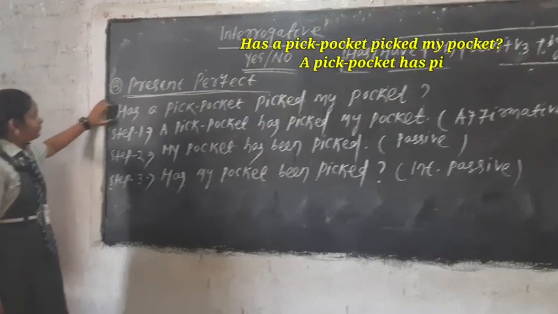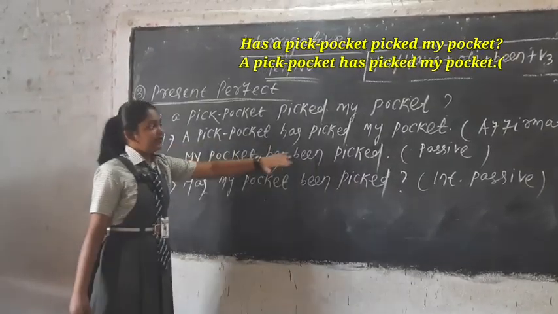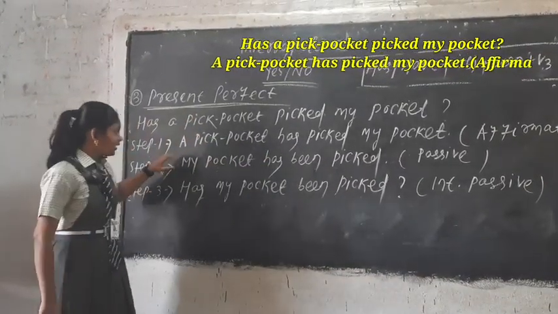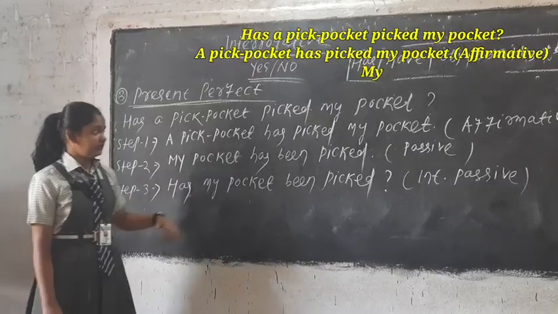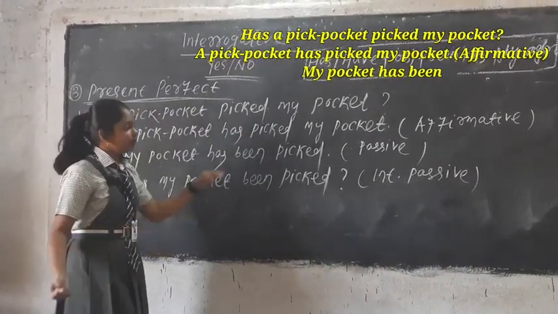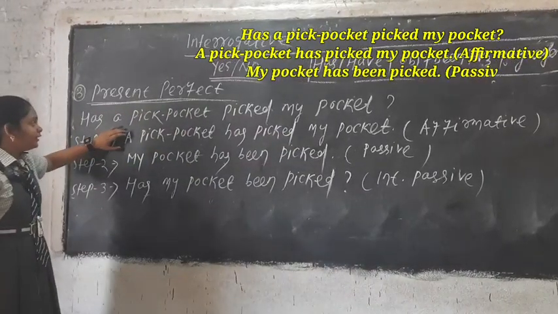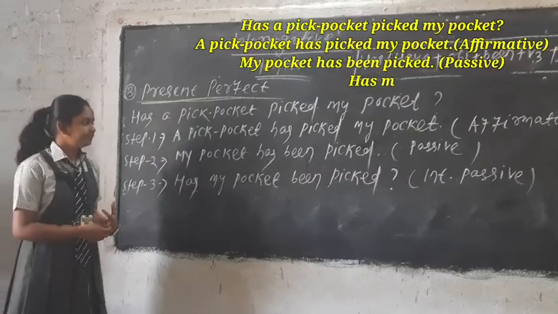Step 1 is to convert this sentence into affirmative. A pickpocket has picked my pocket. Here a pickpocket is the subject, has is the auxiliary verb, picked is the verb 3 form, and my pocket is the object. Then we need to passivize the affirmative form.